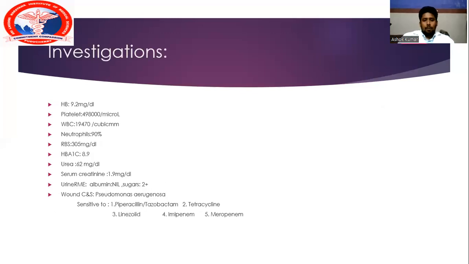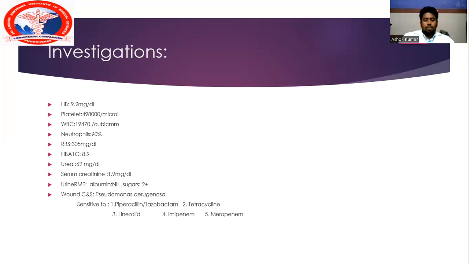So we woke up the patient. Hemoglobin was a bit low for a male individual, 9.2 milligram per deciliter. WBC counts were 19,470. Neutrophils were 90%, actually raised.